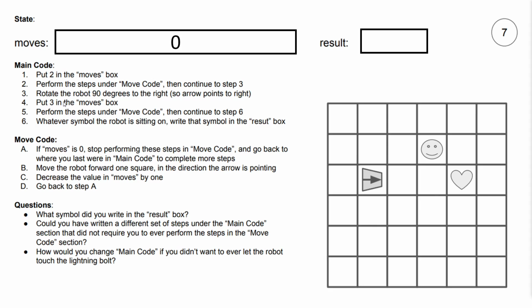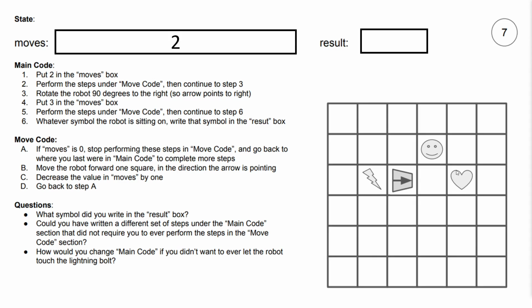All right, then we'll put 3 moves in the move box. So 3. And now as we go through, it says perform the steps under move code, then continue to step 6. So I go down to move code. If moves is 0, it's not. Move the robot forward 1 square, the direction the arrow is pointing. There, that looks pretty good. Decrease moves by 1, so now it's going to say 2.